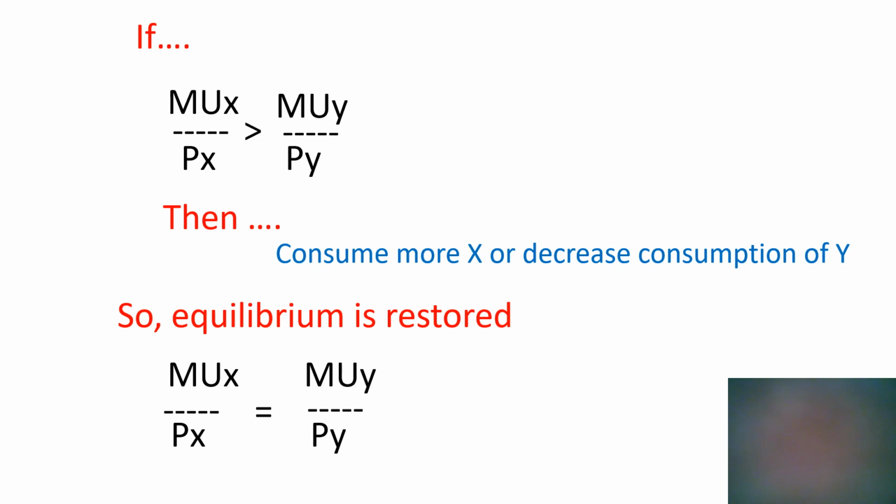One of those choices might be to consume more of X. If we consume more of X, the marginal utility of X is going to decrease, and that will bring the ratio down. Or we could decrease our consumption of Y, and by so doing, that would increase the marginal utility of Y. Thus, we would be restoring equilibrium.